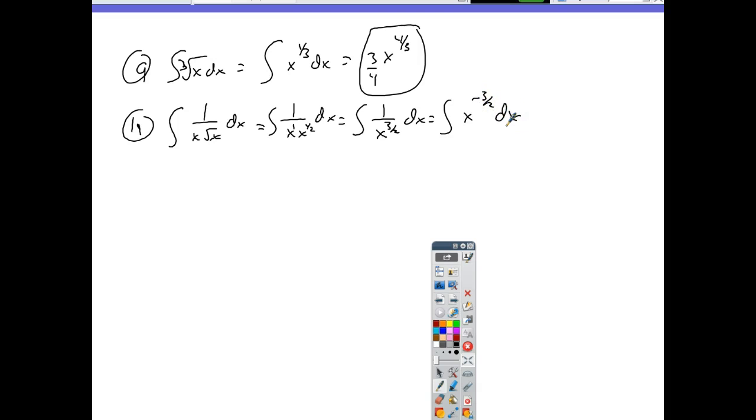Now I'm ready to raise this power by 1. Divide by the power I get. So when I flip, I get -2x to the -1/2.